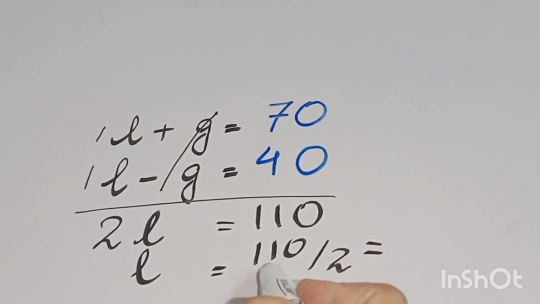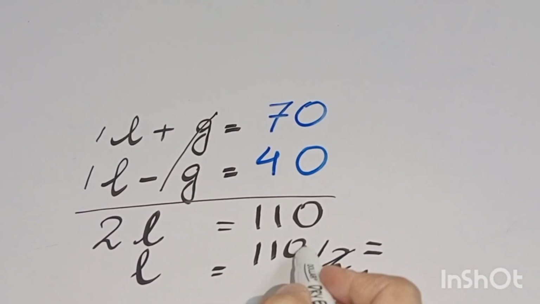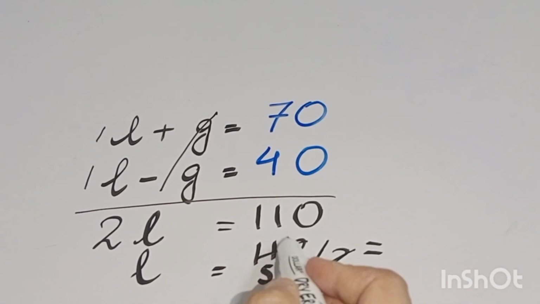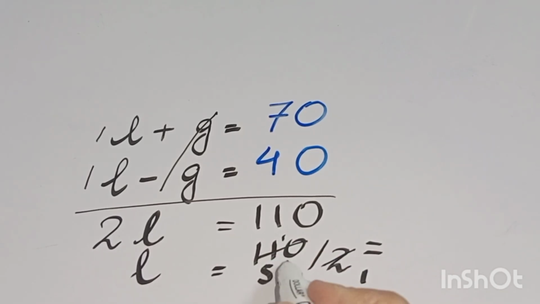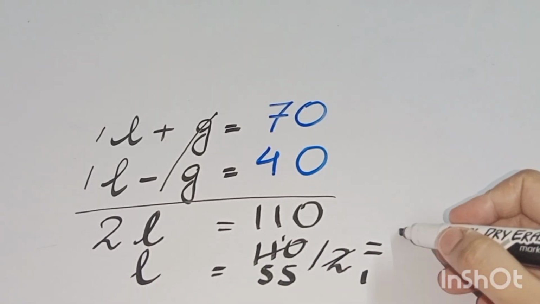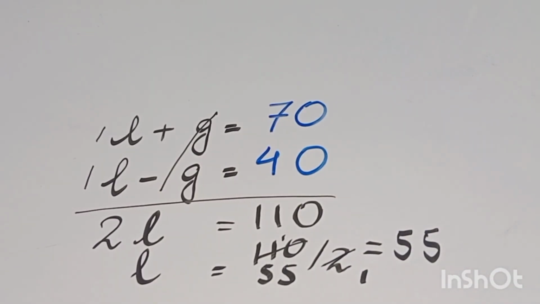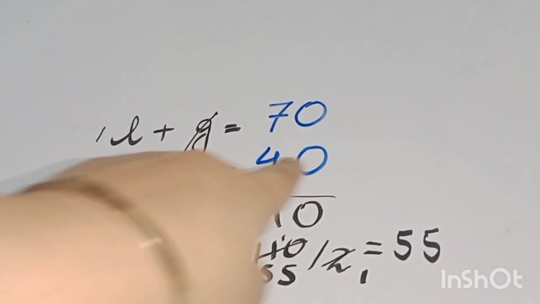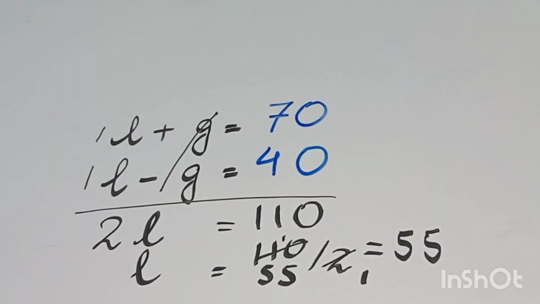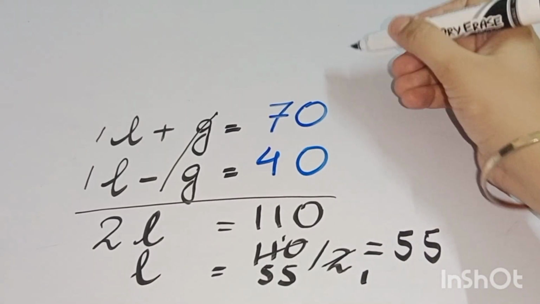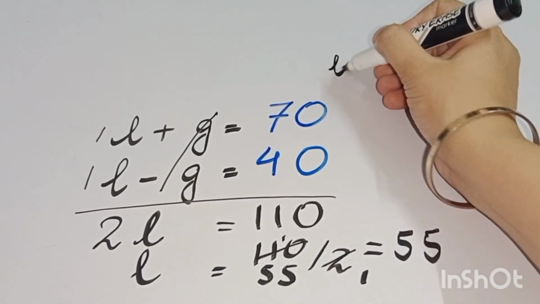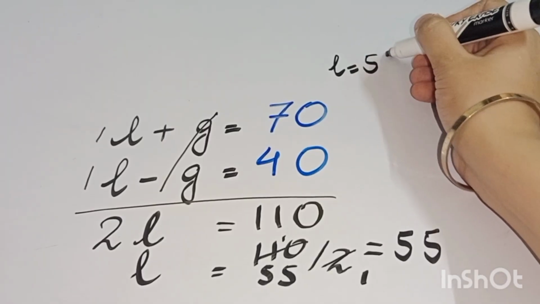So the answer of L will be: 2 1s are 2, and 2 5s are 10, 1 remaining, again 2 5s are 10. So here the value of L is 55. Now to find the value of G we have to put the value of L in any of these equations. I will choose my equation 2. L is equal to 55. I write it here. L is equal to 55.